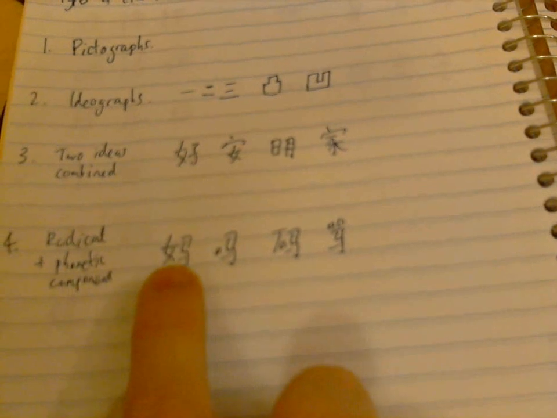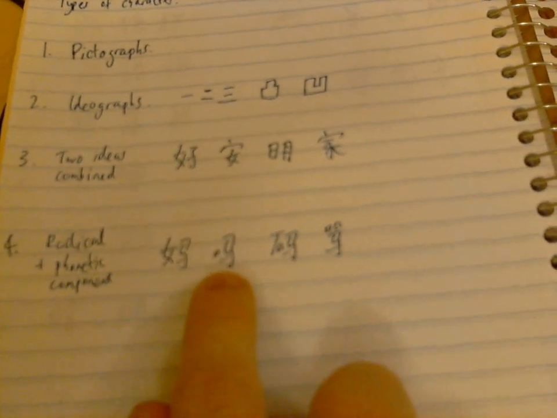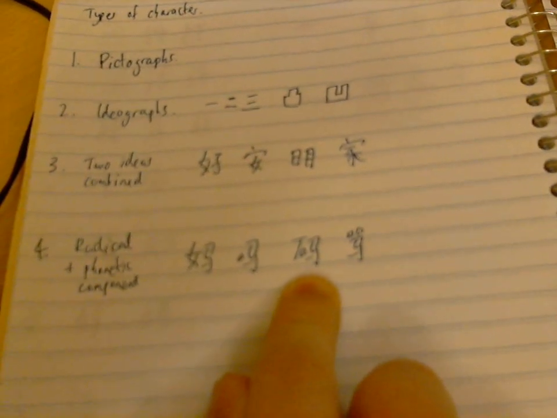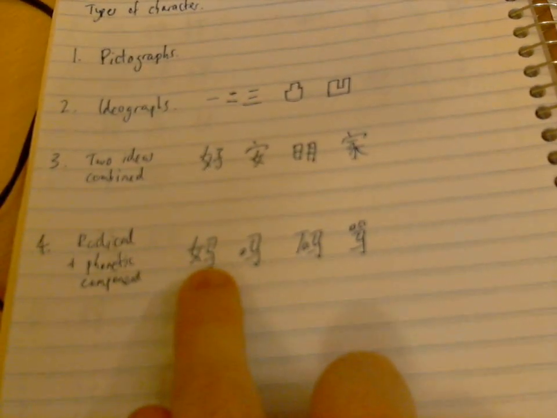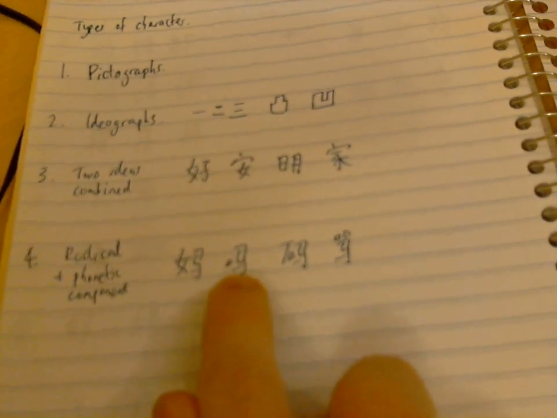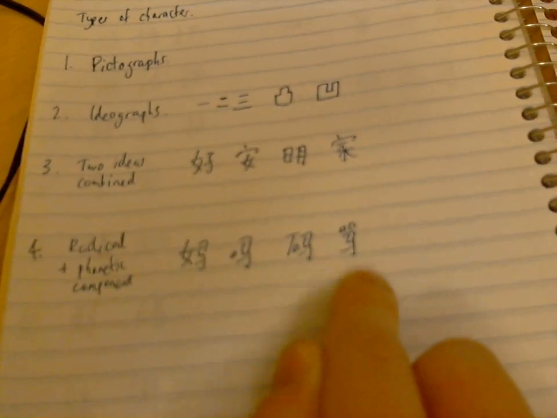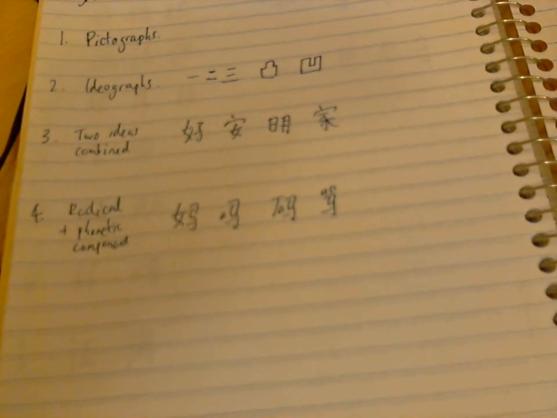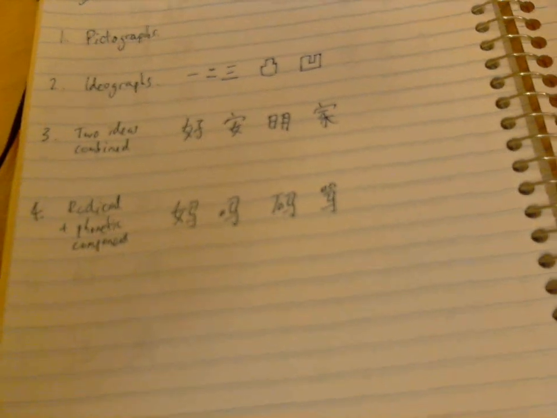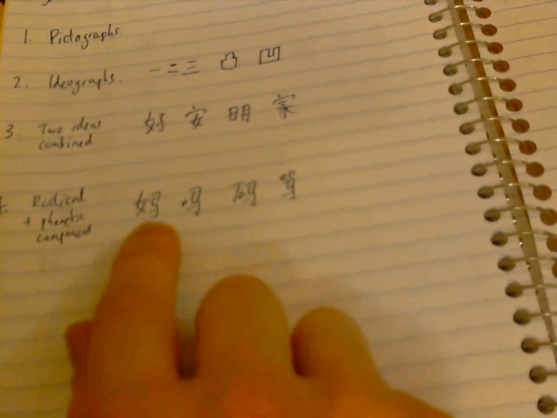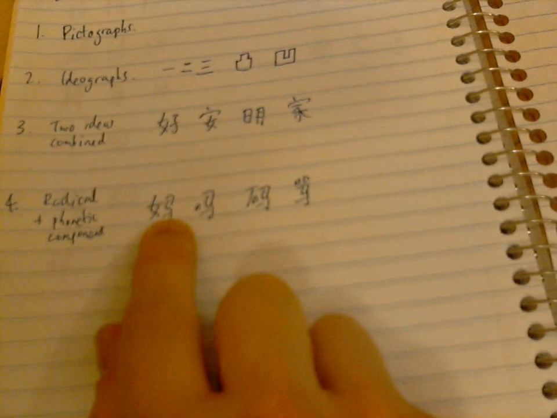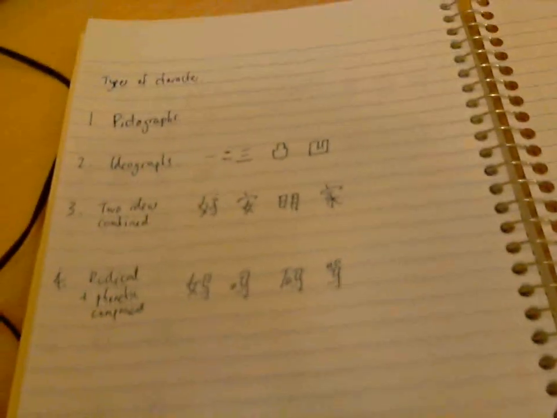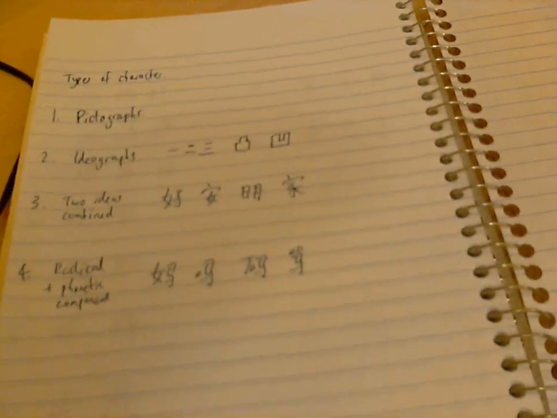Now these characters have different meanings. This one means mother, this one means a question word, this one means a number, okay? But they all are pronounced similarly, so this is ma, ma, ma, and ma. So these characters may have completely different meanings, but they're pronounced in a similar way, which is represented by the right hand side here, which is the phonetic component. Okay, so these are the types of Chinese characters.